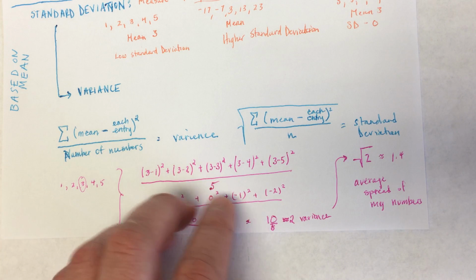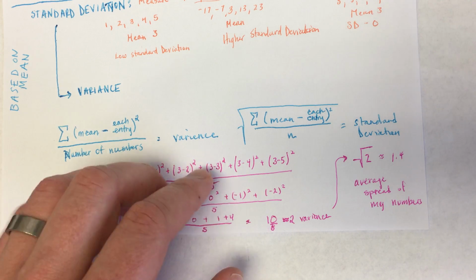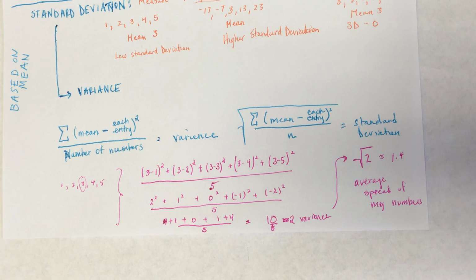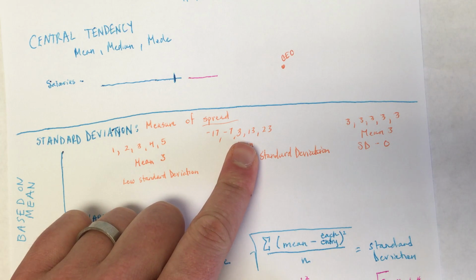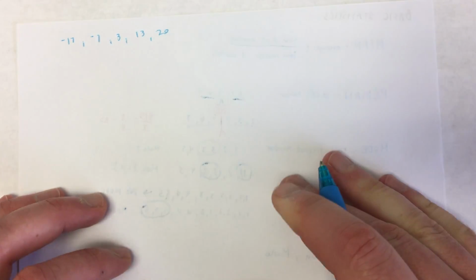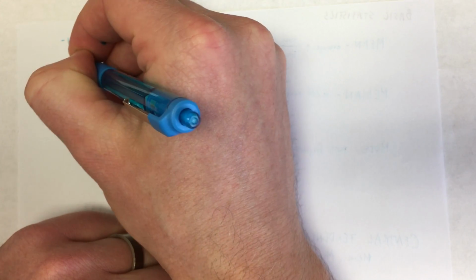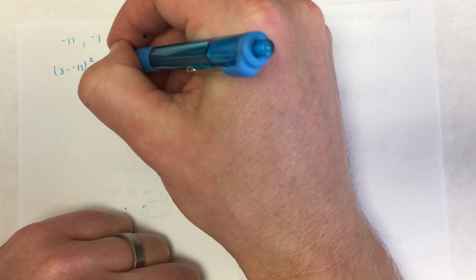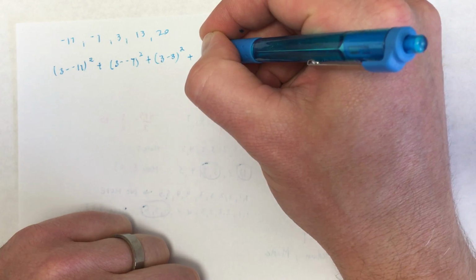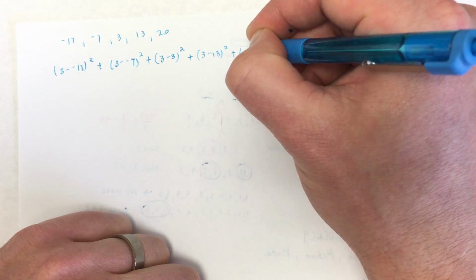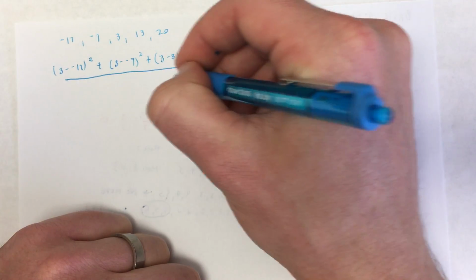Okay, and so this should sort of make sense because you have one value that's at the mean, but then one's 1 away and one's 2 away, so it's kind of like the average between those, that distance. If you were to calculate that with your other set, negative 17, negative 7, 3, 13, and 23. We can do that one quickly also. It'd be 3 minus negative 17, quantity squared, plus 3 minus negative 7, quantity squared, plus 3 minus 3 squared, plus 3 minus 13 squared, plus 3 minus 23 squared, all divided by the number of numbers, which is just 5 again.